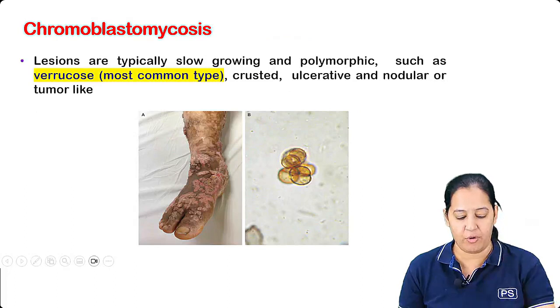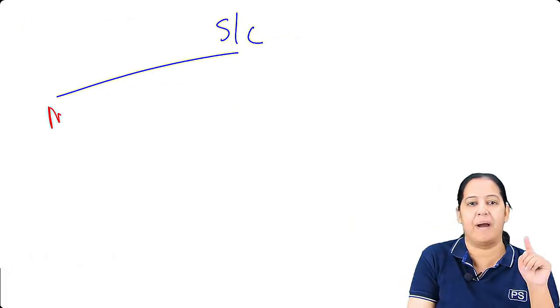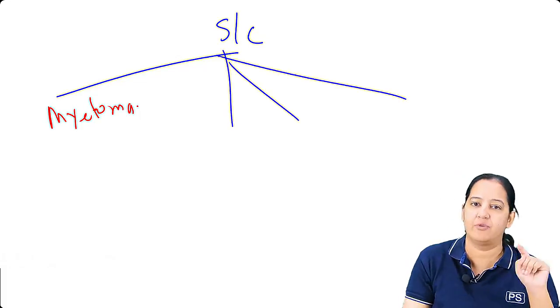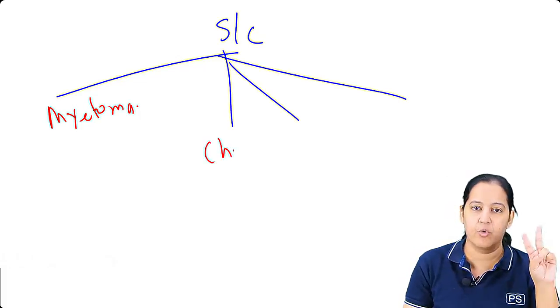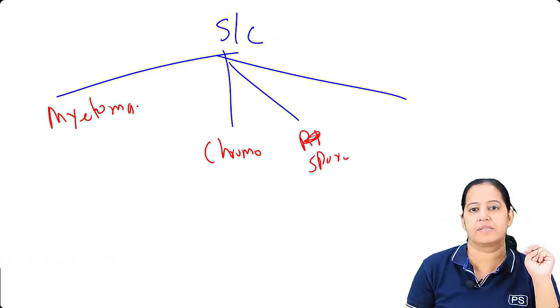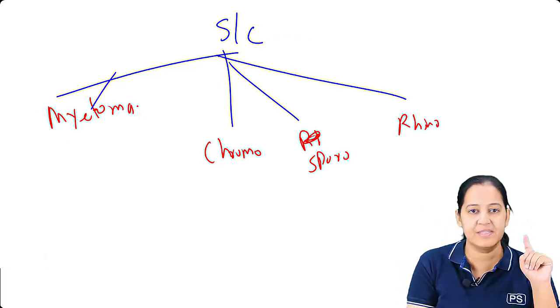I'm teaching you four, right? In subcutaneous mycoses we have to study four. I already taught you mycetoma. Three more I have to teach you. I'm starting the second one, chromo. Then I will go on to sporotrichosis, and last I will teach you rhino. First is done, coming on the second.